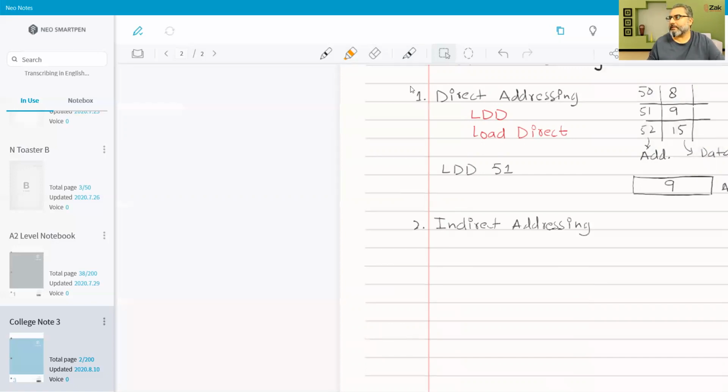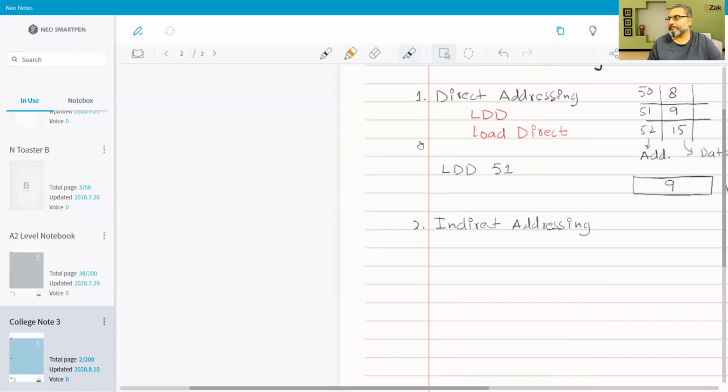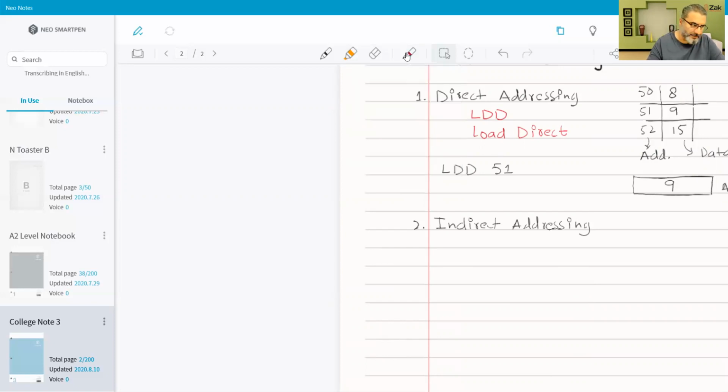Indirect addressing is a different command. It is LDI. LDI means load indirect. All right.